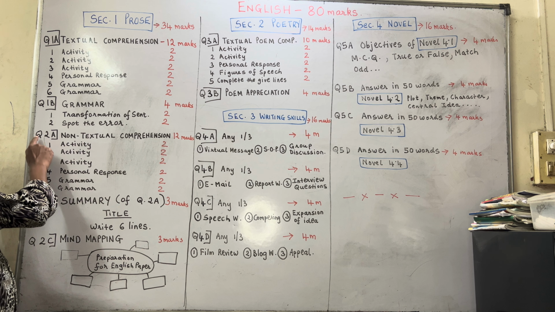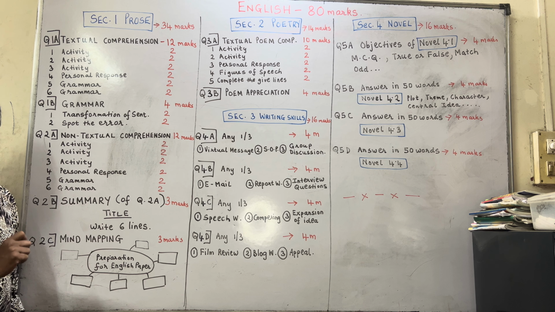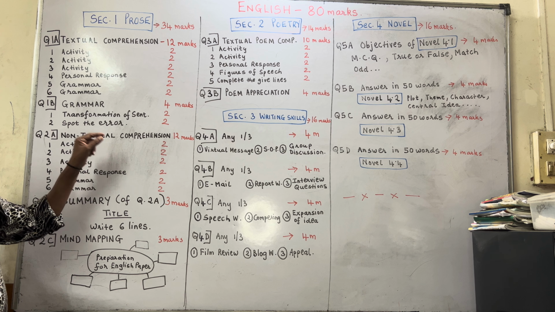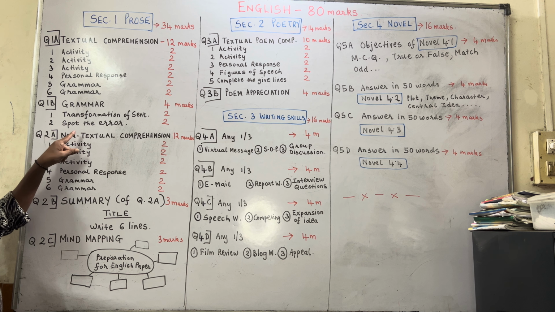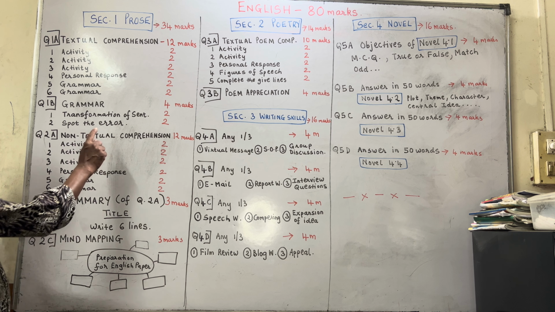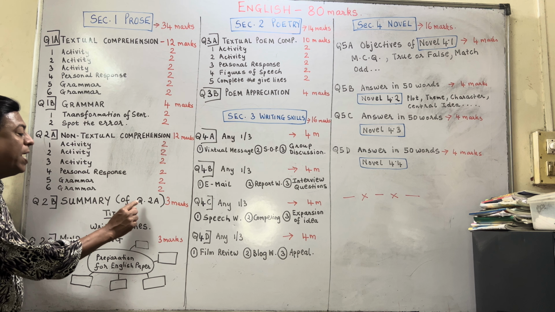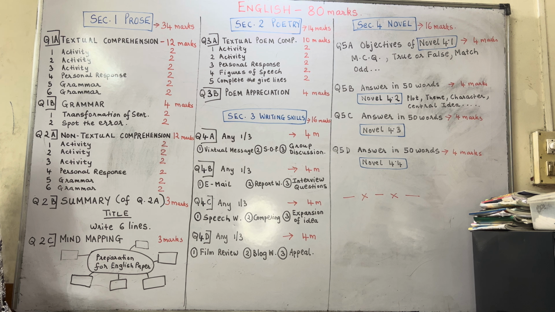Then comes 2a. Now when you are doing question 2, when you are reading this passage, please underline the important lines, because that same question number 2a you have to do in 2b. That is summary. Summary of question number 2a. The same passage you have to convert into small. So just underline the important key points.